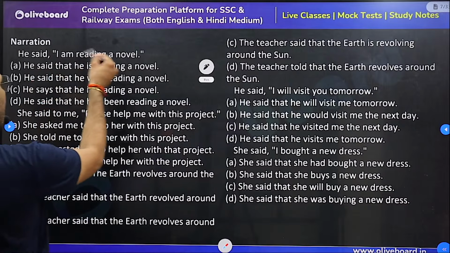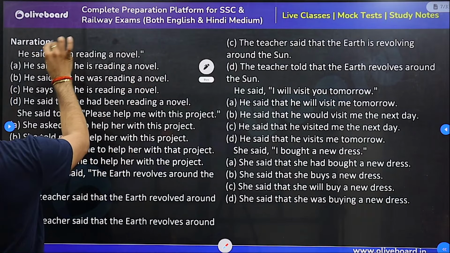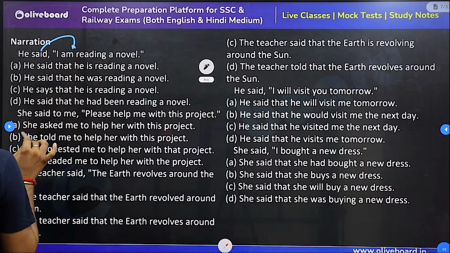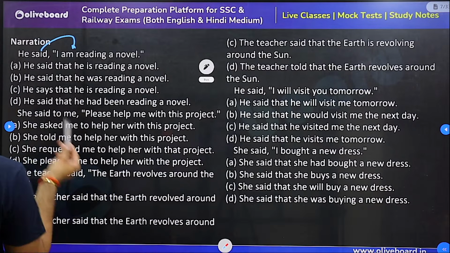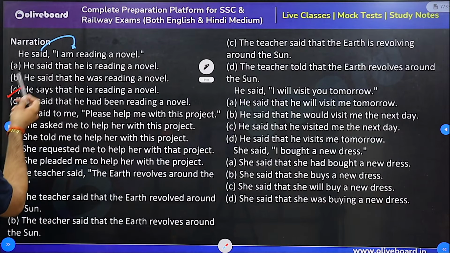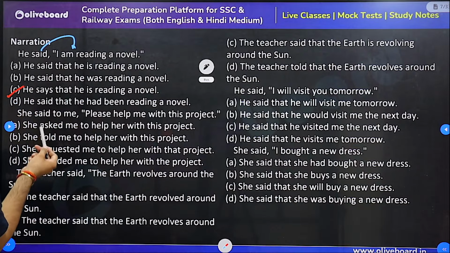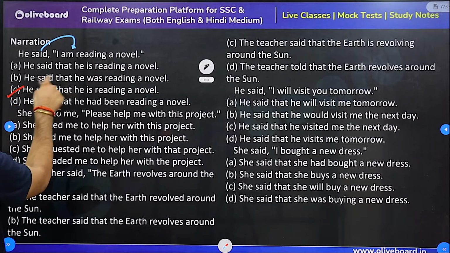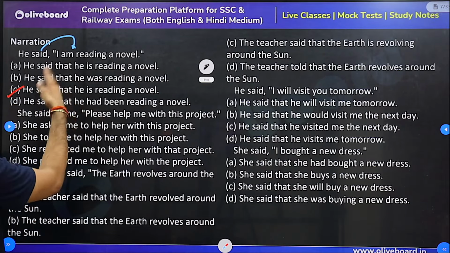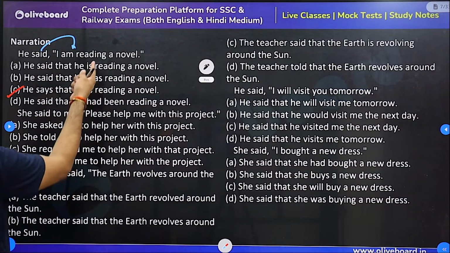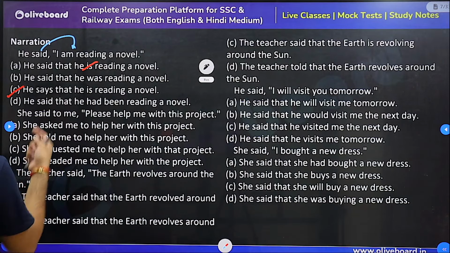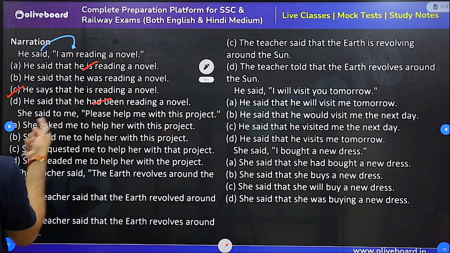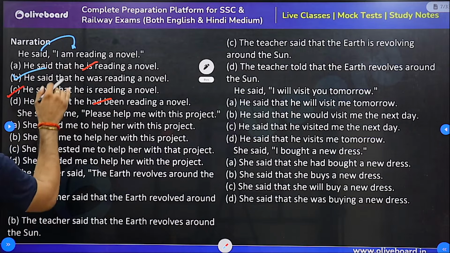He said, "I am reading a novel." The sentence or the situation belongs to the past, so we can transform this in past. He says, why? The original sentence is "he said." We can't change the reporting verb. He said that he, not is. Am reading, was reading, why? Perfect tense. The same tense out there.